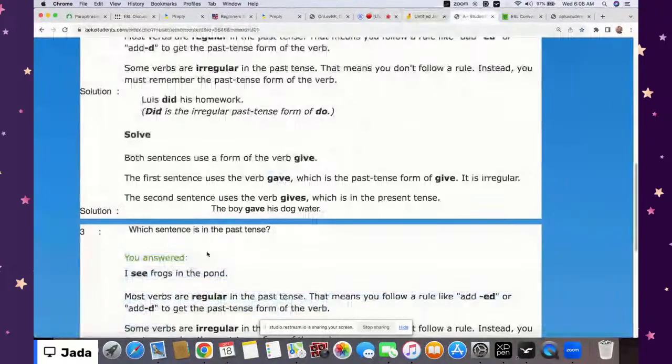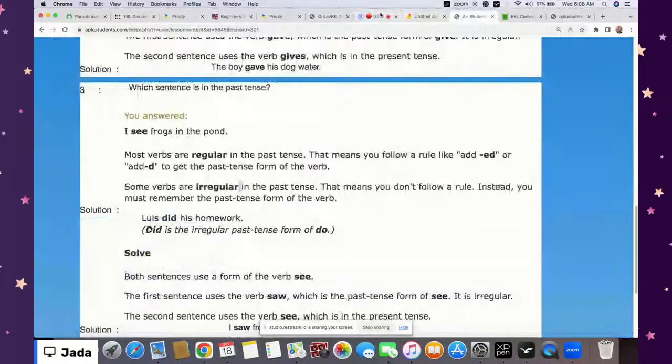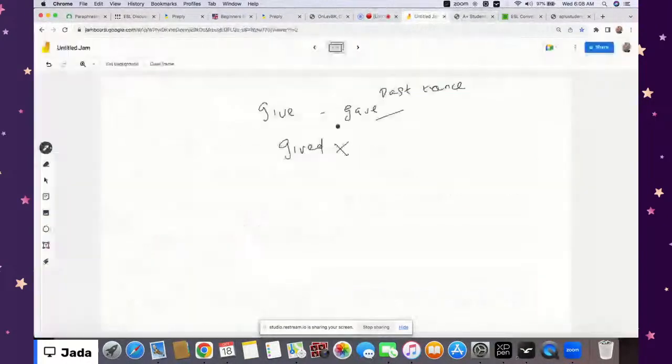Which sentence is in the past? I see frogs in the pond. So for see, it's usually gonna be see, saw. You cannot say seed with d. No, it is saw for the past tense. Okay, so that's it.